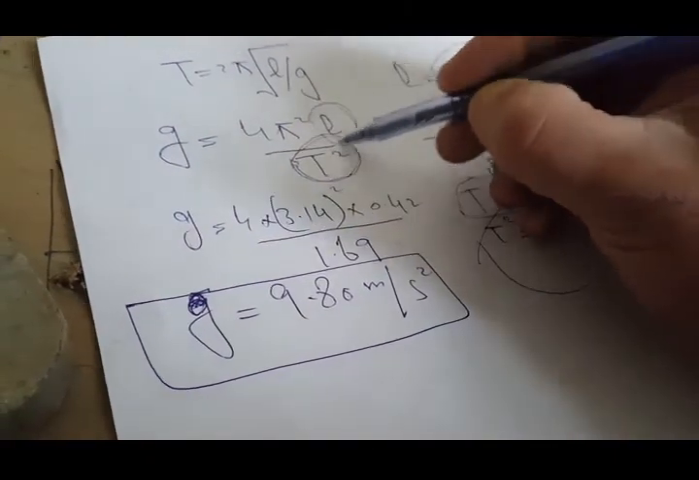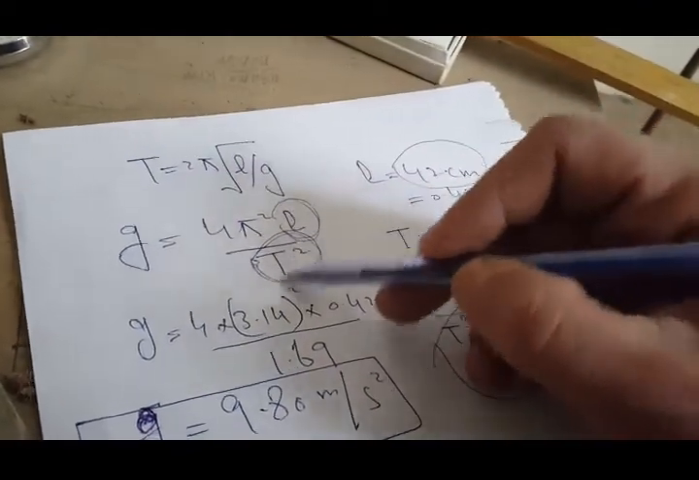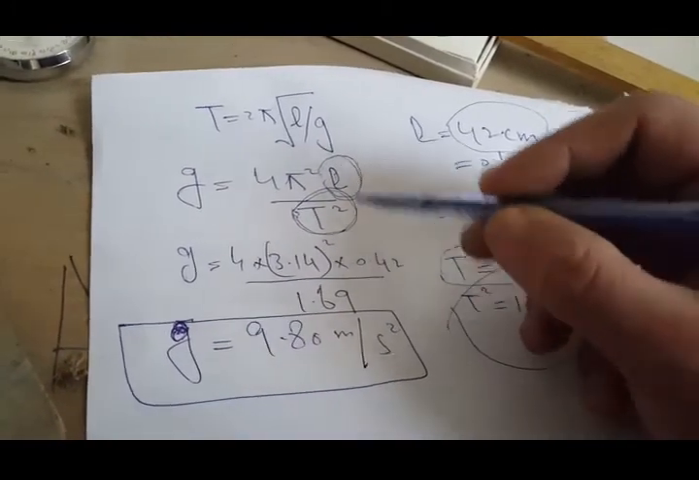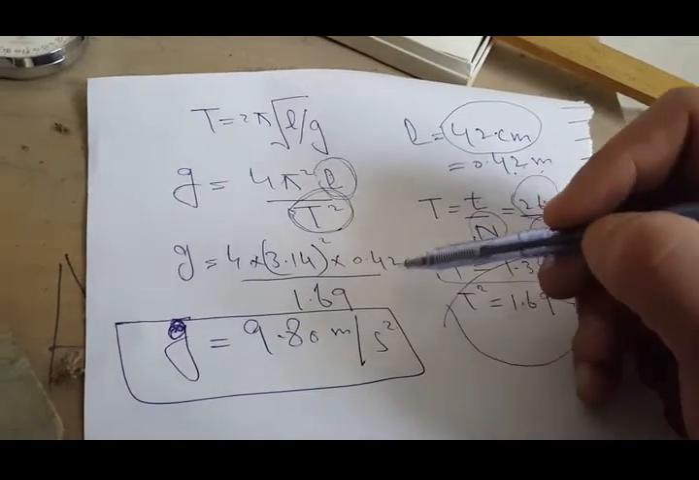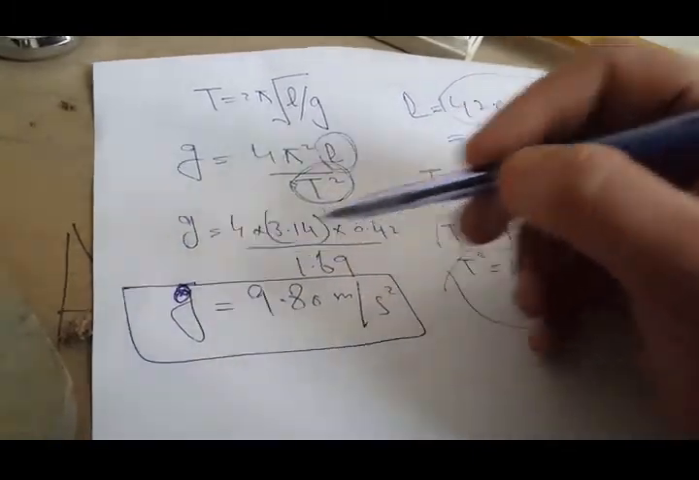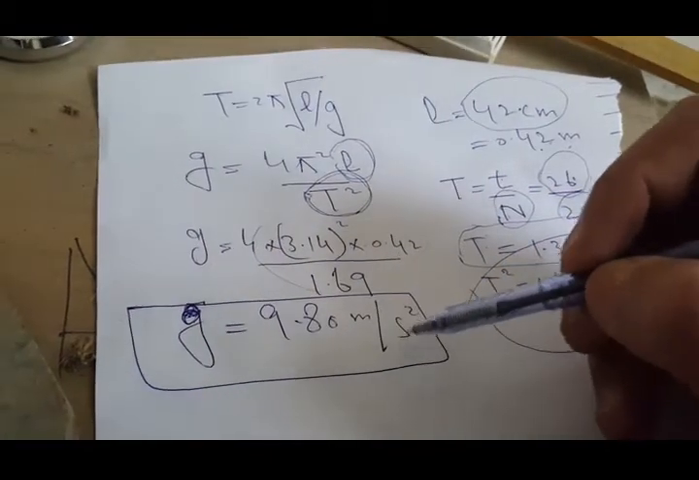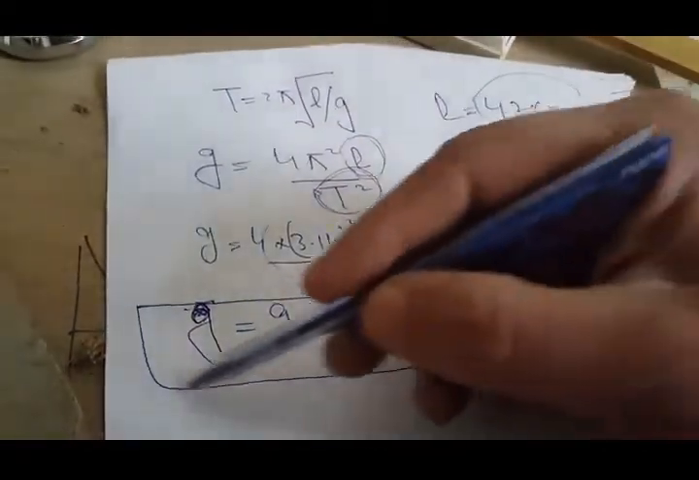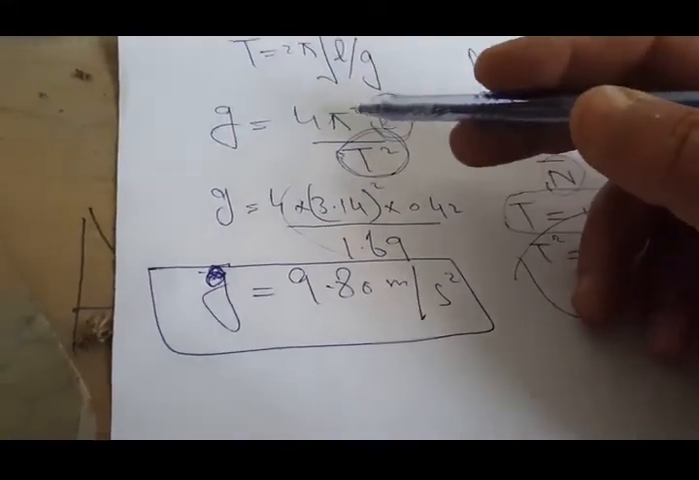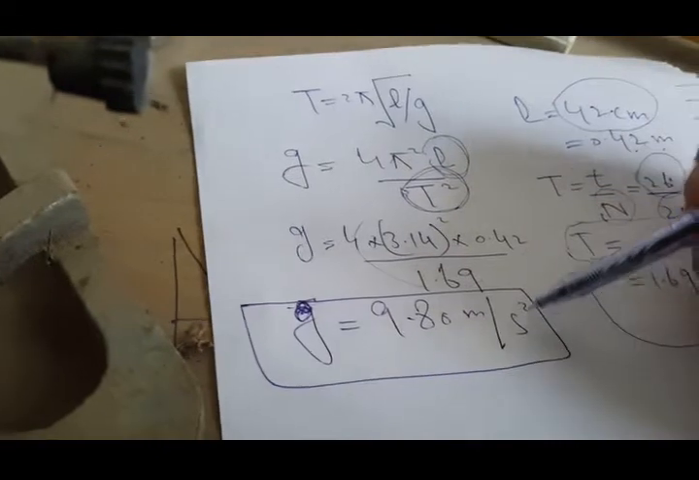We already noted the length of the inextensible string of the pendulum. Putting the values in this equation, you see here 4 multiplied by 3.14 squared, times the length 0.42 meter, divided by the square of time, 1.69. So the result of these values comes to 9.80 meter per second squared, which is basically the value of g, 9.8 meter per second squared. So you see here a very clear and very beautiful result that the value of g is 9.8 meter per second squared.